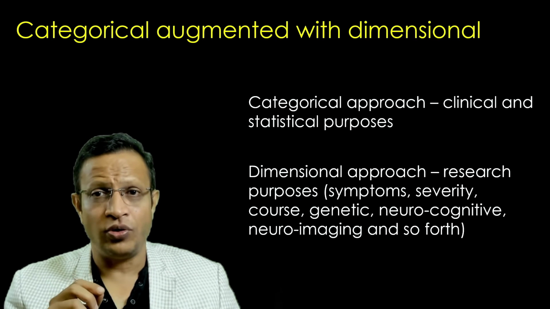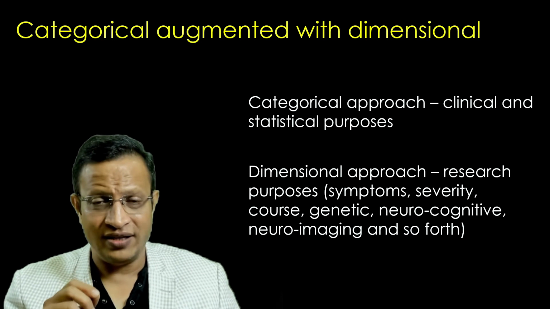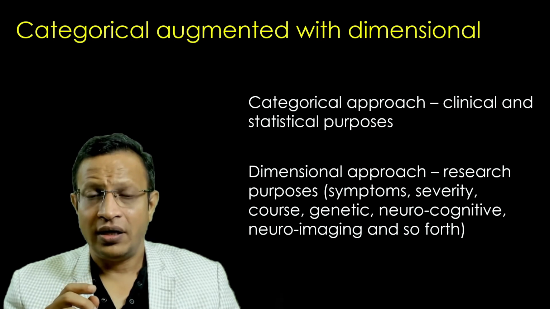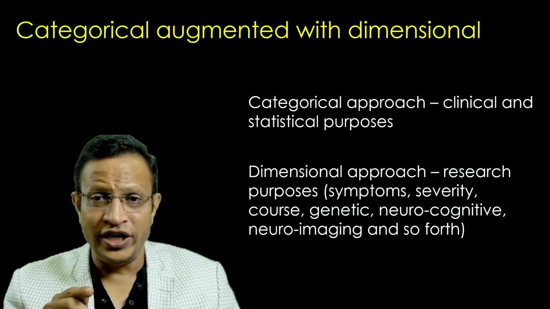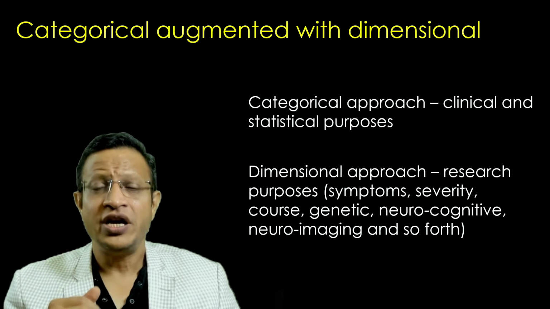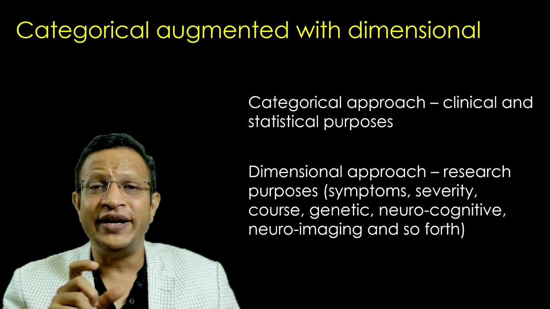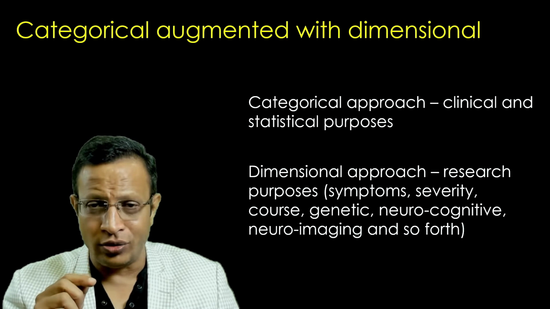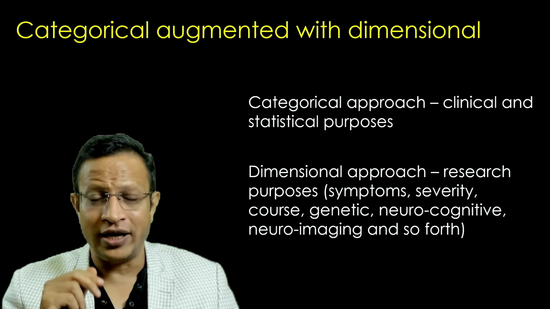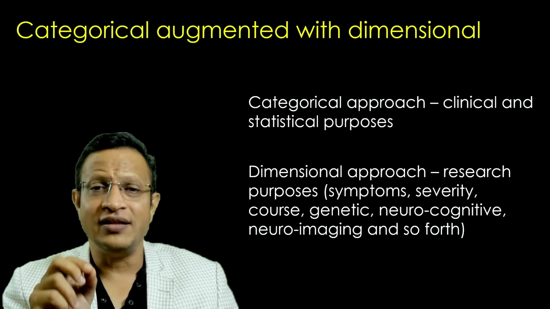Whereas the dimensional approach becomes very useful in research, especially when we are unable to find scientific evidence for the categorical diagnosis. Hence, in research, we need to look into the symptom dimension, severity dimension, course and outcome dimension, genetics, neurocognitive aspects, neuroimaging aspects, and so forth, so that bringing all these aspects together may give you a breakthrough with regard to neurobiology. Hence, we need to have a dimensional approach and also a categorical approach. ICD-11 has made an attempt to keep both categorical and dimensional approaches in certain disorders.